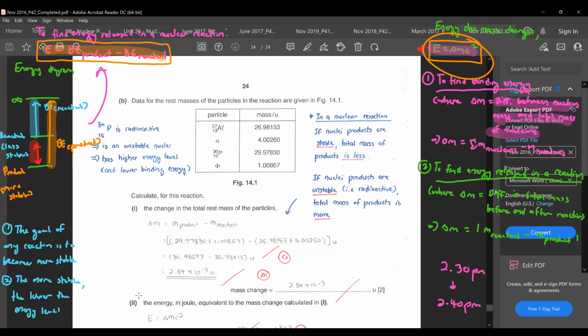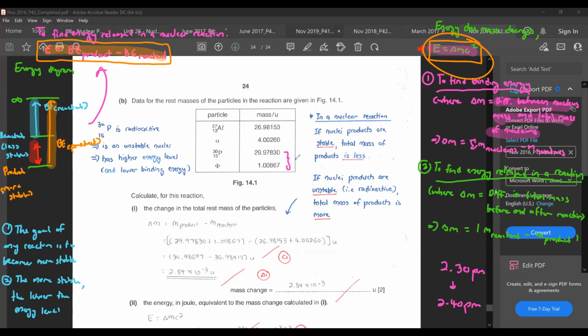So this is the change in rest mass of the particles. Your product is this. This one was your product, this one was your reactant. Then you get the mass change as 2.84 times 10 to the power minus 3.